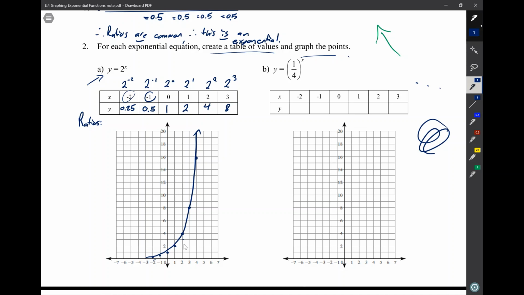Now, as an aside, if we calculated our common ratios for this question here, I would do 0.5 divided by 0.25, which is 2. I would do 1 divided by 0.5, which is 2. 2 divided by 1, which is 2. And I notice here that all of my common ratios, they're the same number as my base that's right here. That's just an interesting thing I noticed when I worked through that problem.